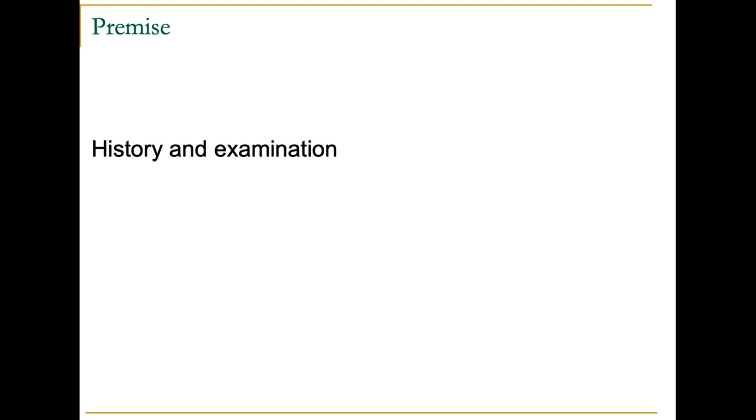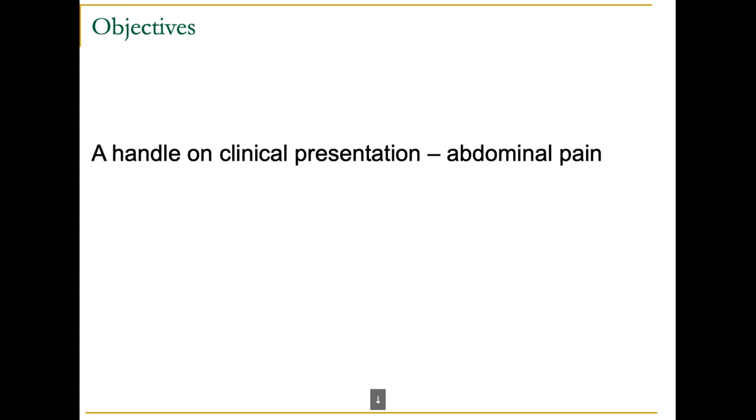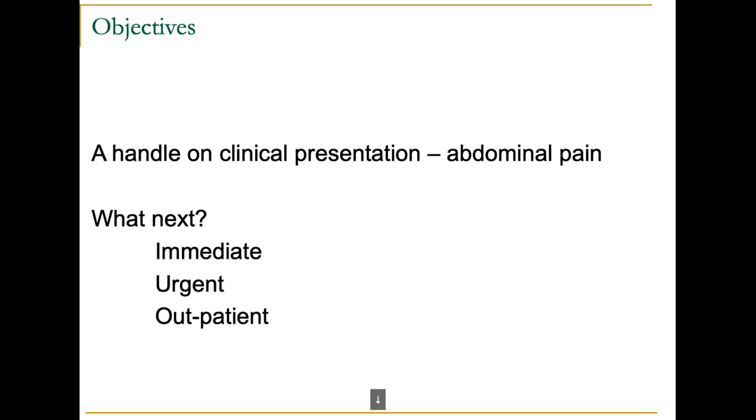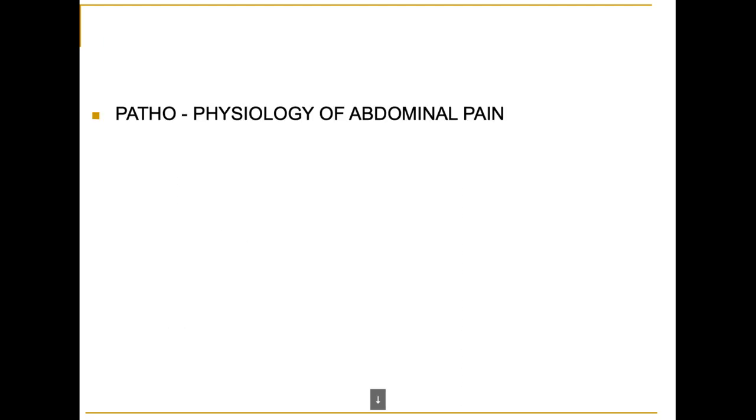This is mainly a talk about history and examination of abdominal pain. It assumes that there are no obvious diagnostic aids available and the patient has not had a scan of any sort. So the objectives are that you get a handle on clinical presentation of abdominal pain so you understand it better, and that you would know what to do next, whether the action required is immediate, urgent, whether the patient can be seen as an outpatient, or whether no further follow-up is required and the patient can be discharged.